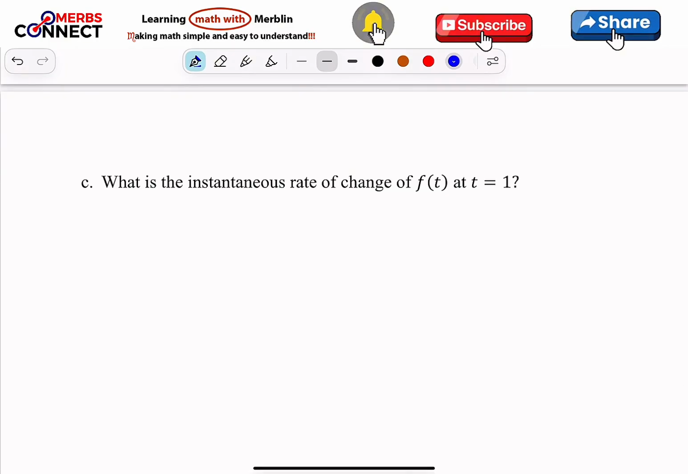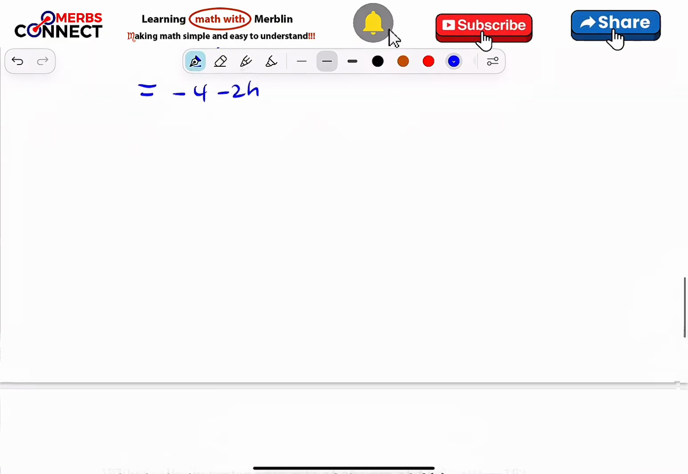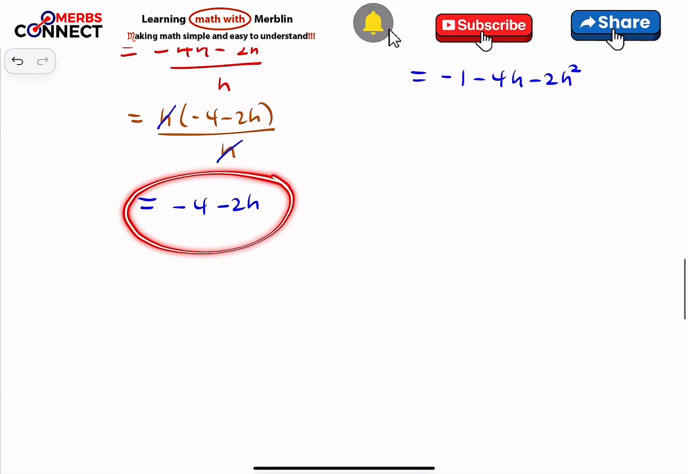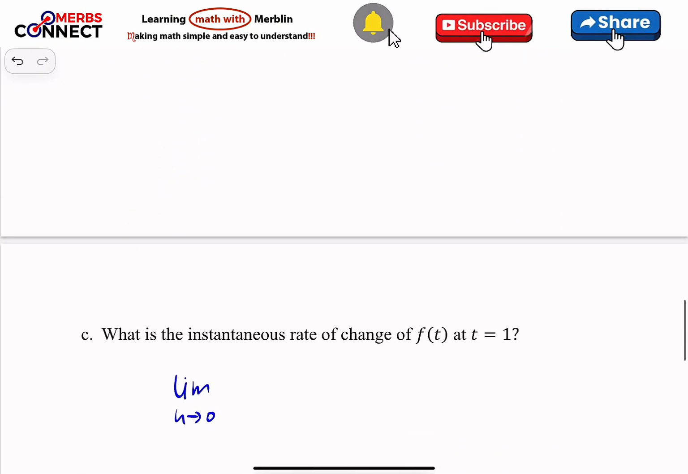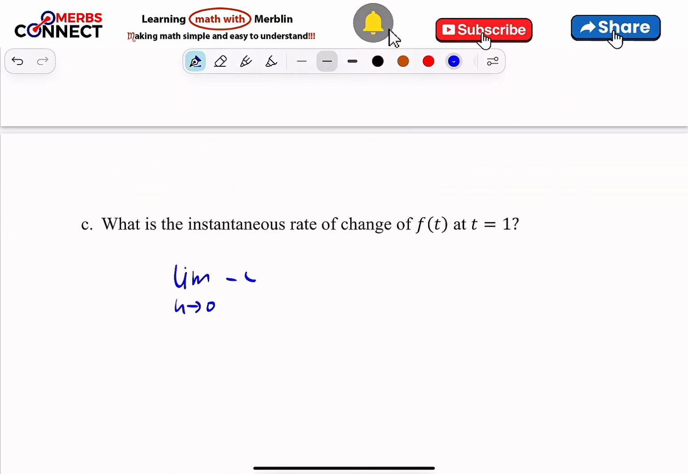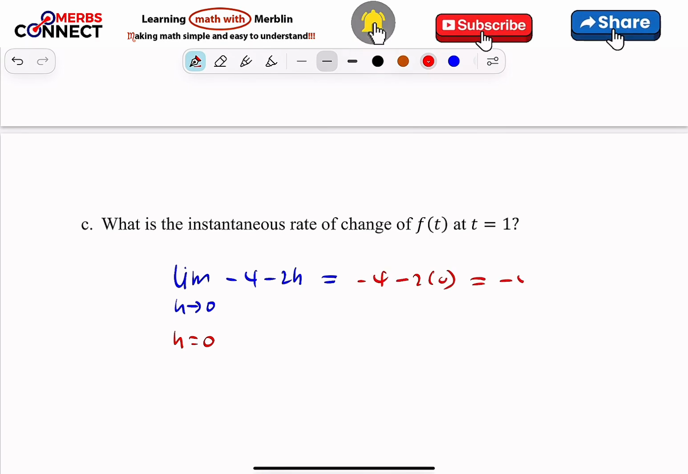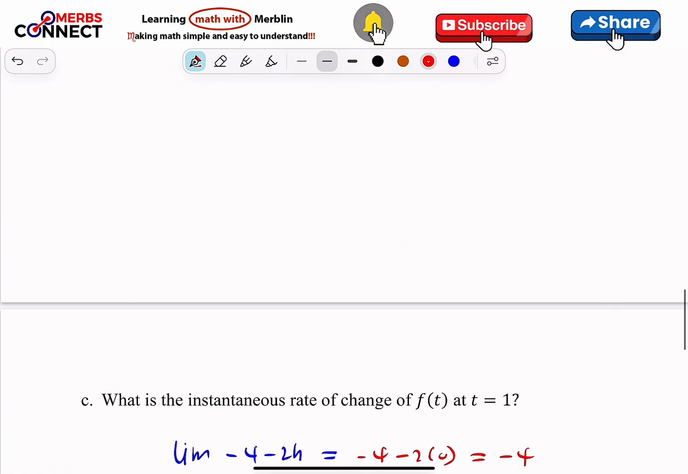So it's very simple from here to get this. The instantaneous rate of change is basically the limit as h approaches 0 of the final result that we had here, because we want to look at when h is approaching 0. So this is going to be minus 4 minus 2h, and I'm going to set h equal to 0, and I'm going to have minus 4 minus 2 times 0, and this is going to give us minus 4. So this is the solution for our discussion quiz 1 that we did.